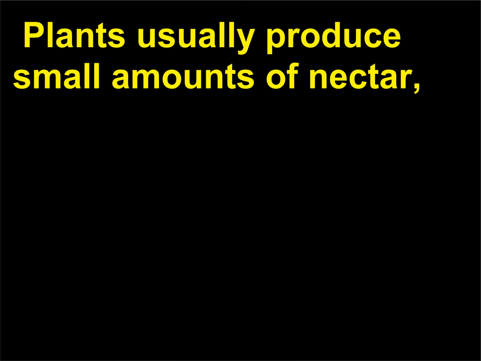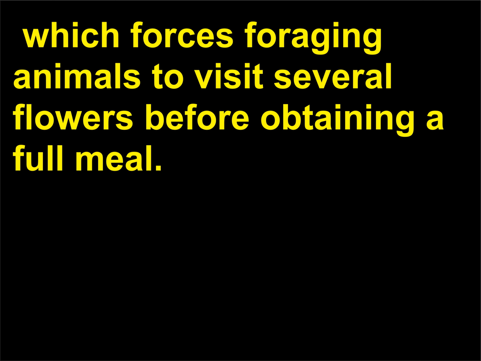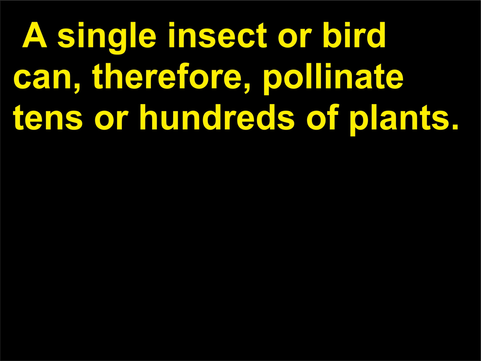Plants usually produce small amounts of nectar, which forces foraging animals to visit several flowers before obtaining a full meal. A single insect or bird can, therefore, pollinate tens or hundreds of plants.